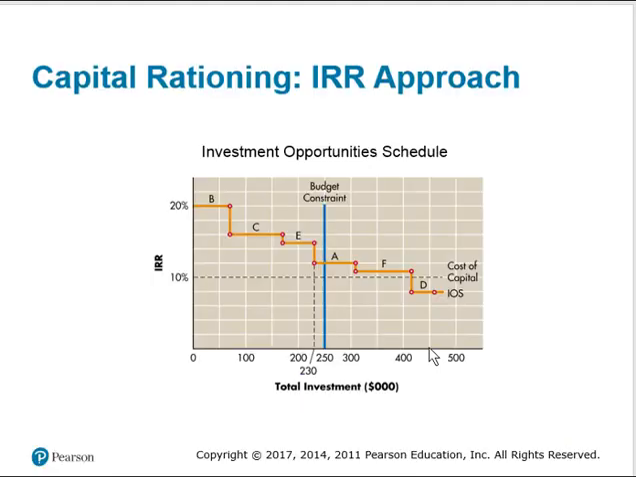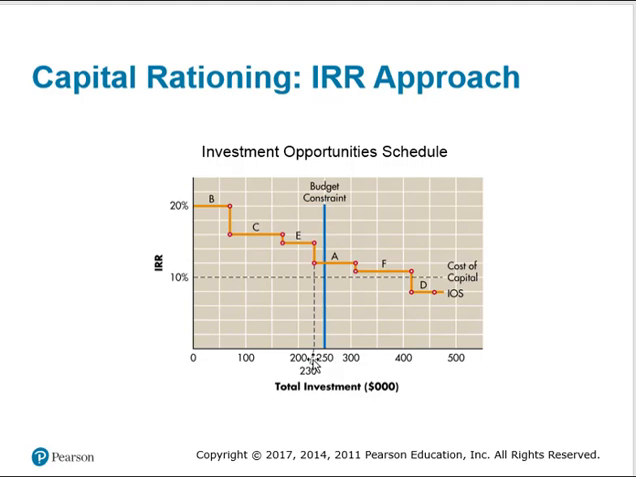So using the internal rate of return approach, the reason it's kind of nice is if we rank the projects by internal rate of return and how much they cost, right? We can see we're going to spend roughly $460,000 on these projects. And we can see that B, C, E, A, and F all have internal rates of return that's greater than 10%. They're all good projects. However, we are only allowed to spend $250,000.